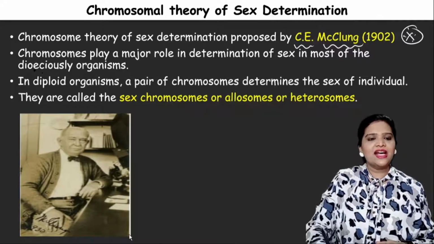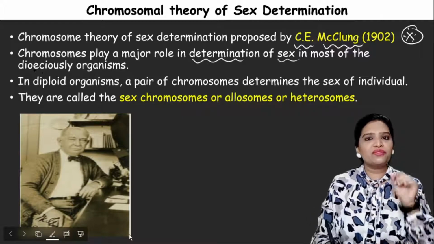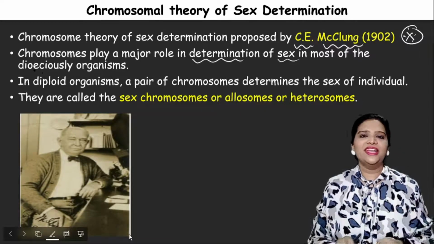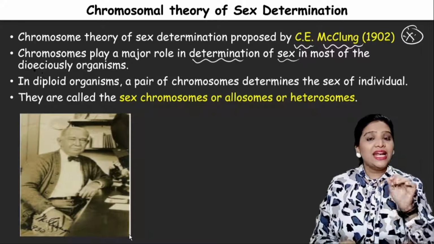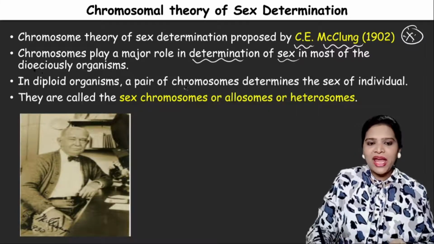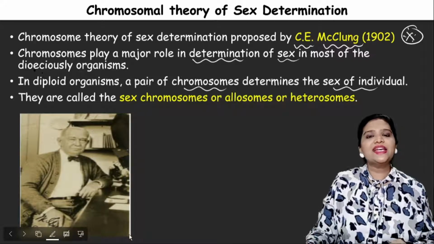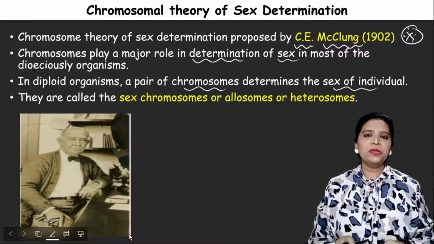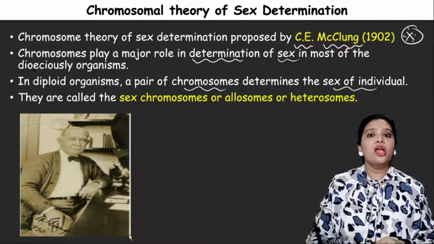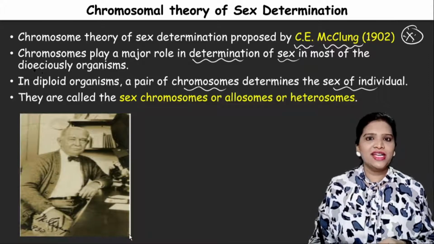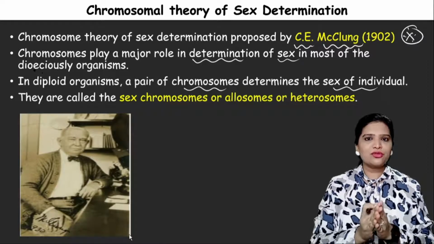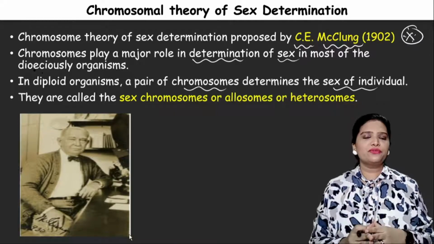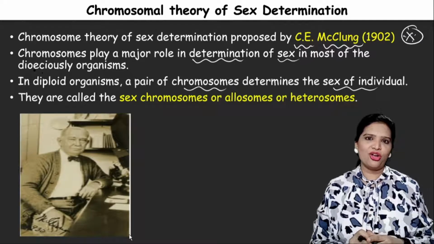It says that the chromosomes play a major role in the determination of the sex in most of the dioecious organisms. In the diploid organisms, the pair of the chromosomes determine the sex of the individuals. Say human beings, we are diploid organisms. We have a pair of chromosomes, right? So those are called as sex chromosomes. So those sex chromosomes determine the sex of the individual in the diploid organisms.